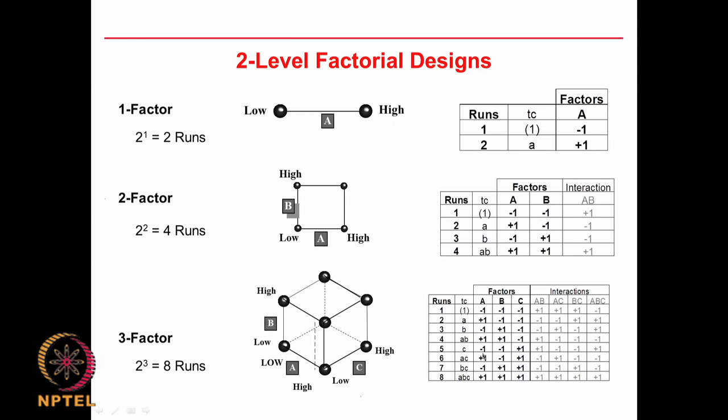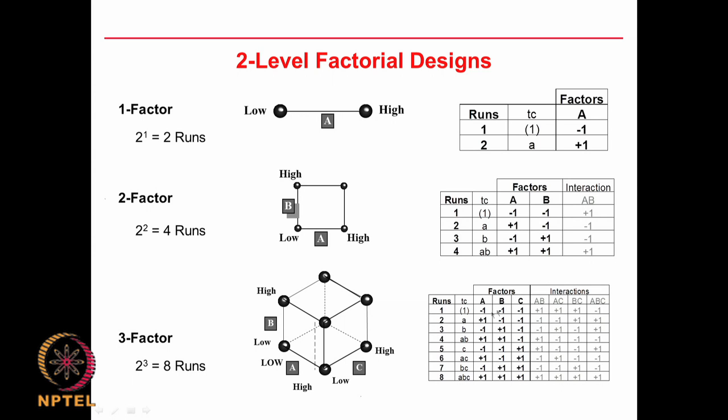Look at this, if you look at the column, you will have 4 pluses, 1, 2, 3, 4, you will have 4 minuses. Look at column B, you will have 4 pluses, you will have 4 minuses. Look at column C, you will have 4 pluses, 4 minuses. So, it is very well balanced. This is called a balanced design. Now, how do we get the interactions?